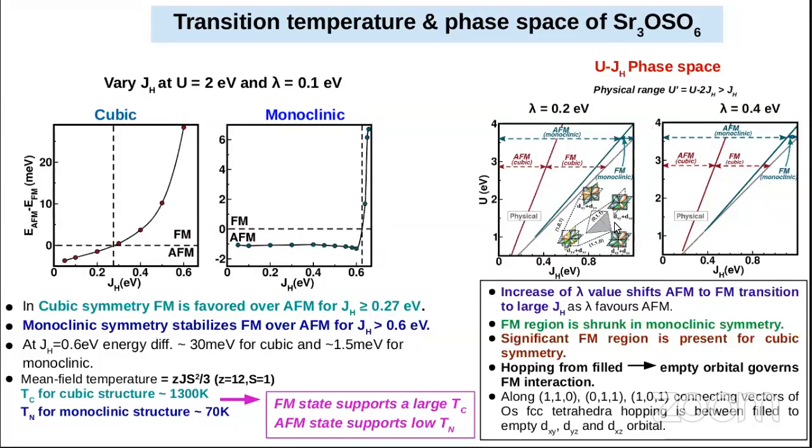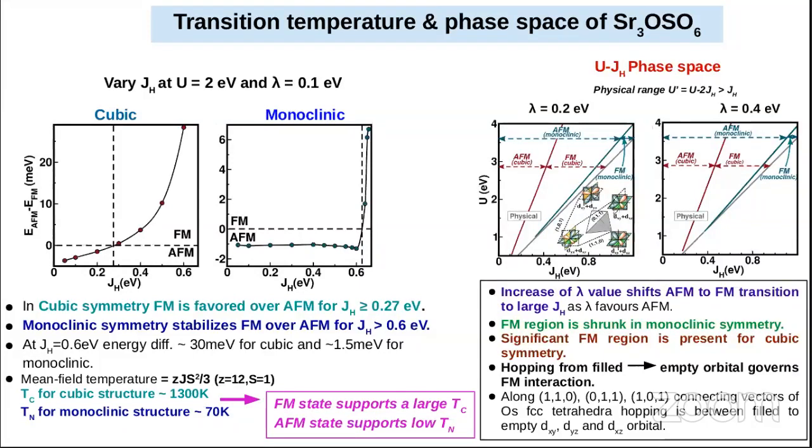We can see in the phase space that in monoclinic, the ferromagnetic interaction occupies a very tiny portion, whereas in the cubic structure there is a significant portion of ferromagnetic interaction. So from this phase diagram, we can argue that AFM interaction is stabilized in the monoclinic structure, whereas ferromagnetic interaction is supported by the cubic structure.